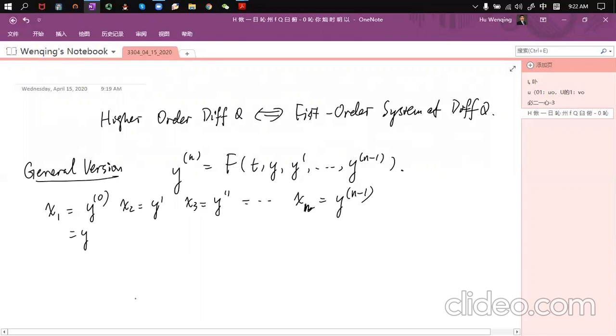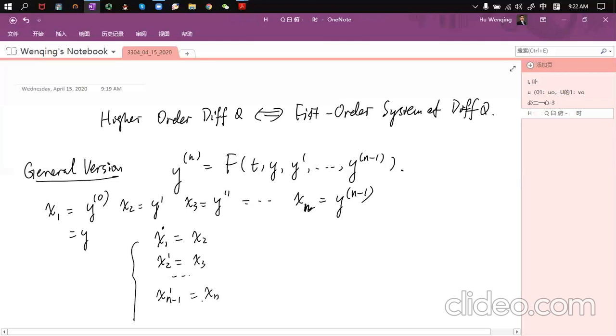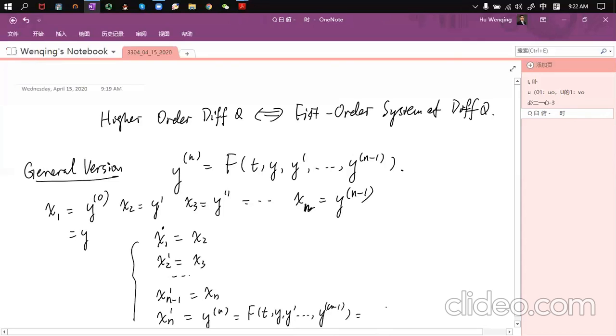Therefore, you're going to have a system of equations. x1 dot is x2 because y prime is y prime. So x1 dot is x2, x2 dot is equal to x3, consecutively, until you get x(n minus 1) prime is equal to xn. But then you get xn prime. What is xn prime? It is like y to the n. But what is y to the n? It's F of t, y, y prime, according to this definition. But these y's are already defined, so they are F of t, x1, x2, up to xn.